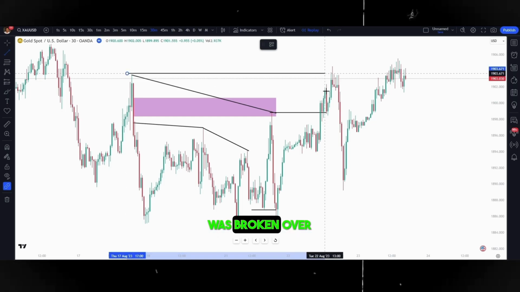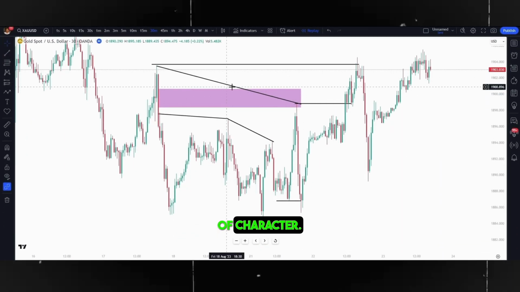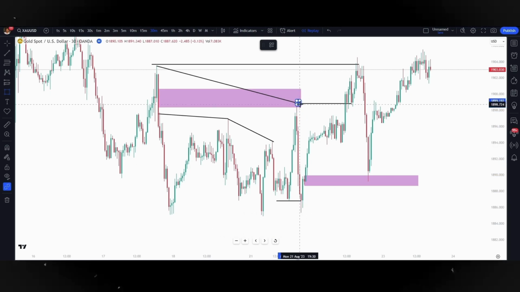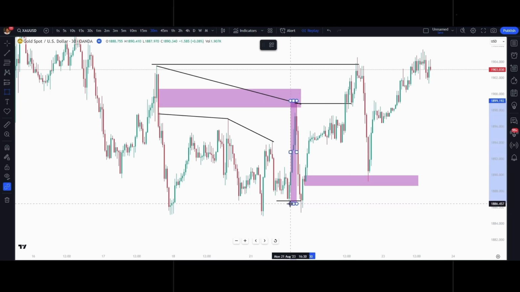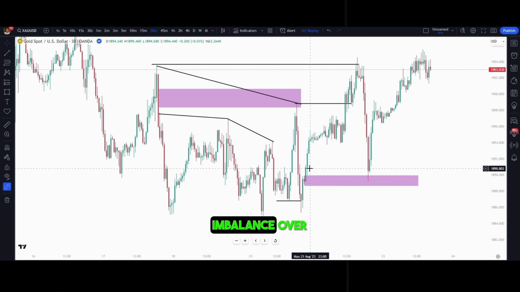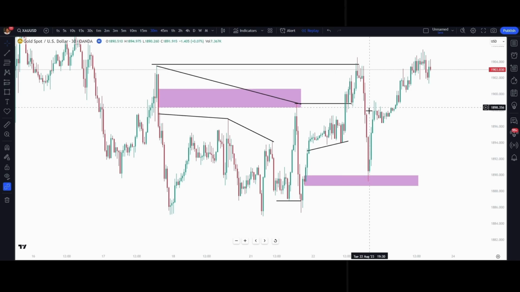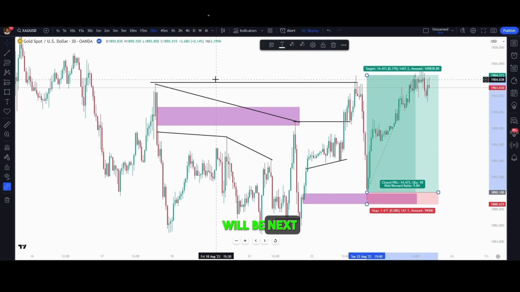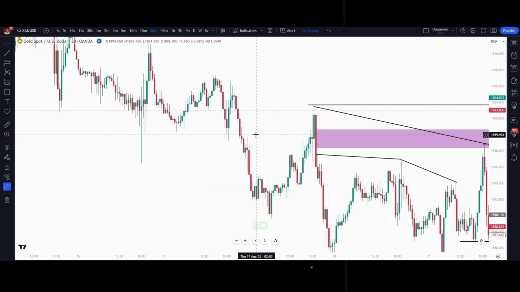Again, this structure was broken over here. So as you can see, this is a change of character. Now this is the order block. This whole thing is the order block. From this point, price swept the liquidity, and there was an imbalance over here and also liquidity. Price came here, fulfilled this order block, and then it started to go up. You can enter over here, stop loss will be over here, and take profit will be the next area. In gold, this setup occurs very frequently.